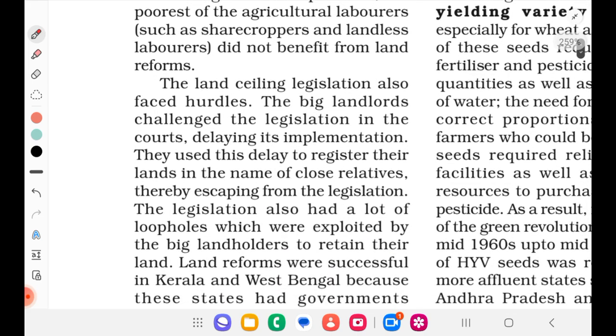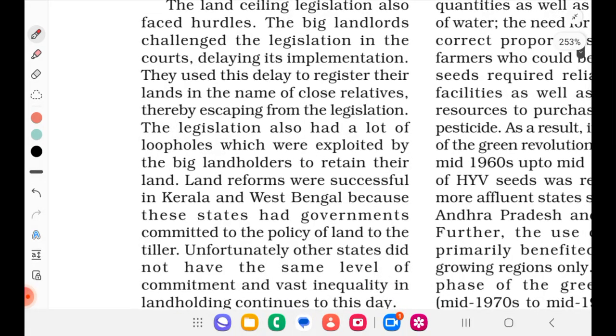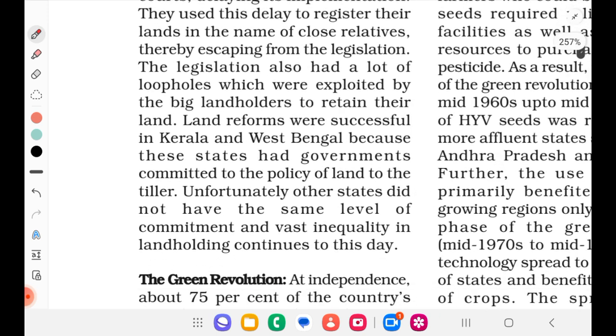The land ceiling legislation also faced hurdles. The big landlords challenged the legislation in the court, delaying the implementation. They used this delay to register their lands in the name of close relatives, thereby escaping from legislation. The legislation also had a lot of loopholes which were exploited by the big landlords or landholders to retain their land.